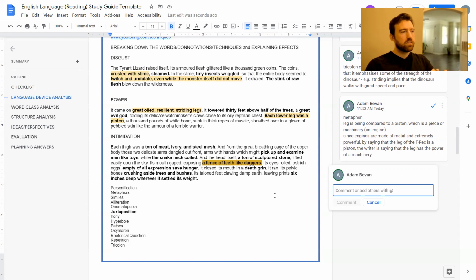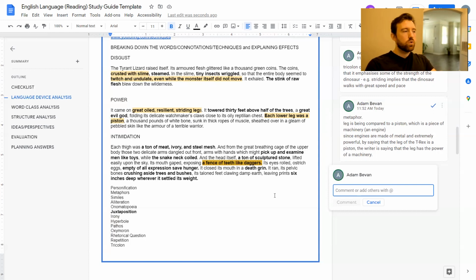Its mouth gaped, exposing a fence of teeth like daggers. Its eyes rolled, ostrich eggs, empty of all expression save hunger. It closed its mouth in a death grin. It ran, its pelvic bones crushing aside trees and bushes, its taloned feet clawing damp earth, leaving prints 6 inches deep wherever it settled its weight.